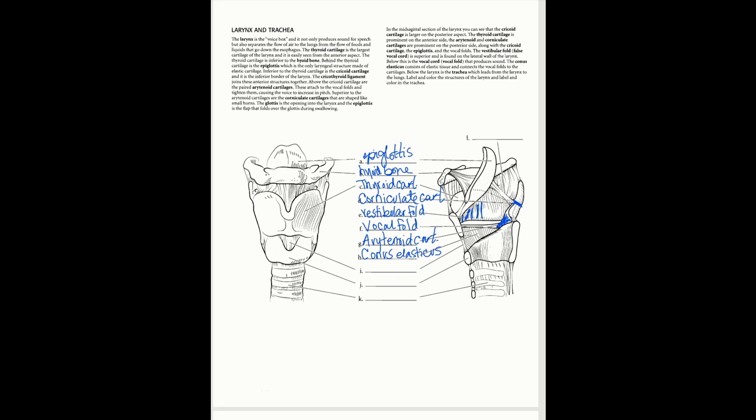surrounding cartilage. It's kind of like where they're going to be stabilized. And then we've got our cricothyroid ligament. This is, let me fix that handwriting there. This is going to be the ligament that connects our cricoid cartilage to our thyroid cartilage.